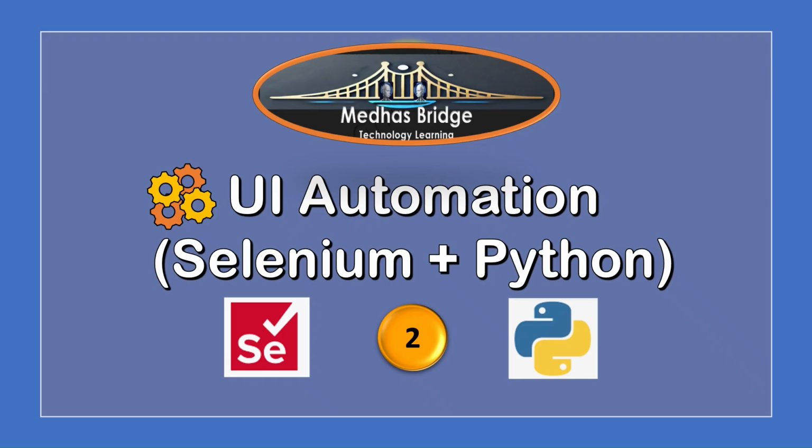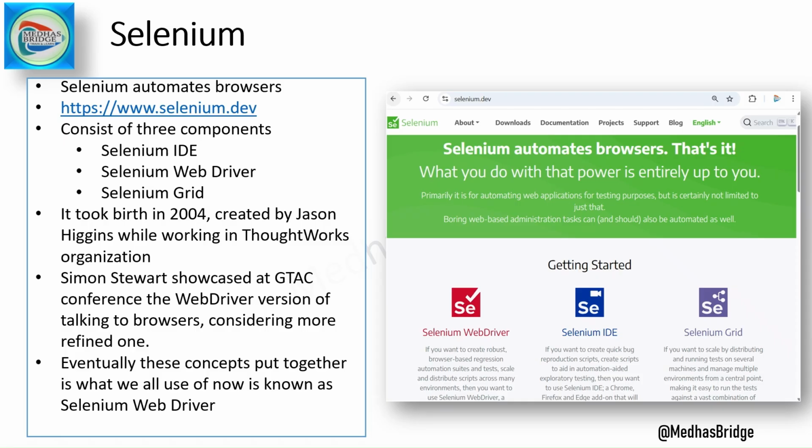Today we are going to see in brief a Selenium overview. Selenium automates the web browser. So where can we get the Selenium overview? Here is the URL, selenium.dev. If you open it in one of your browsers and surf the page, you have a lot of information which you can go through.